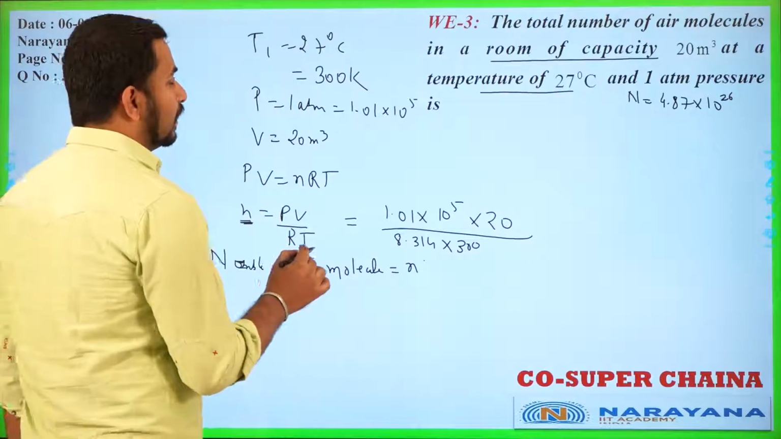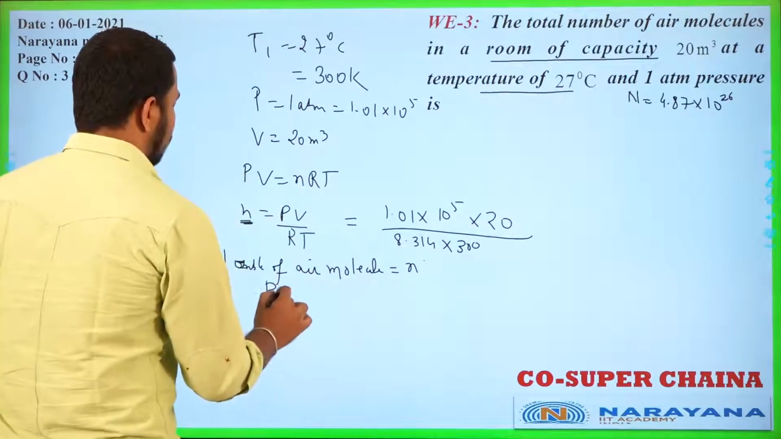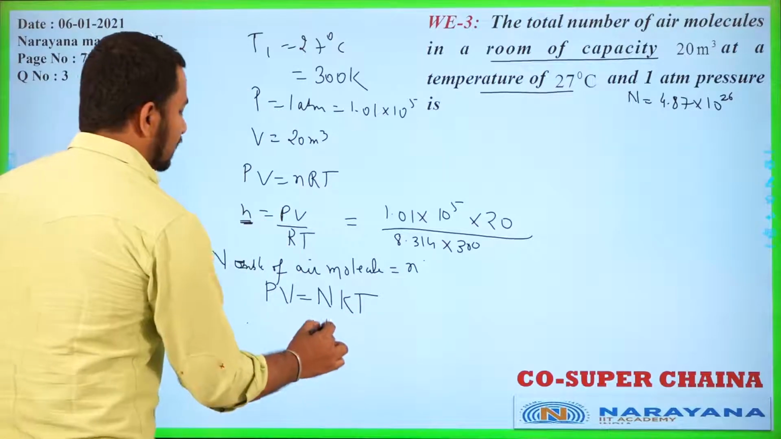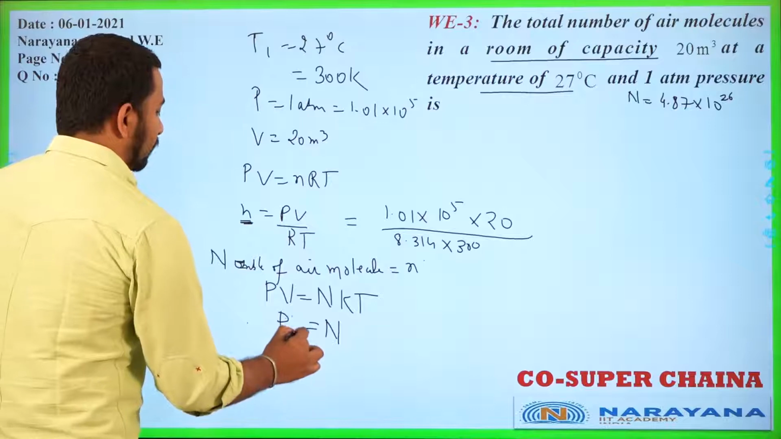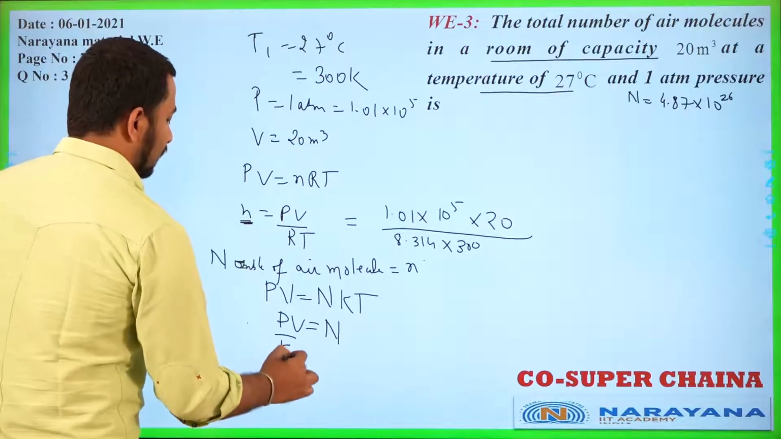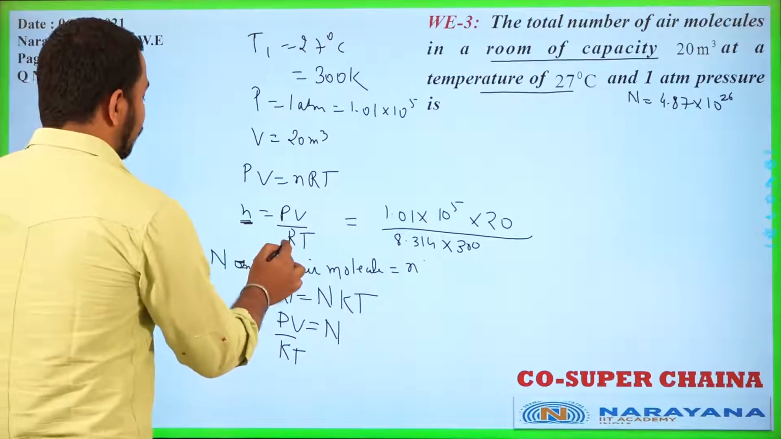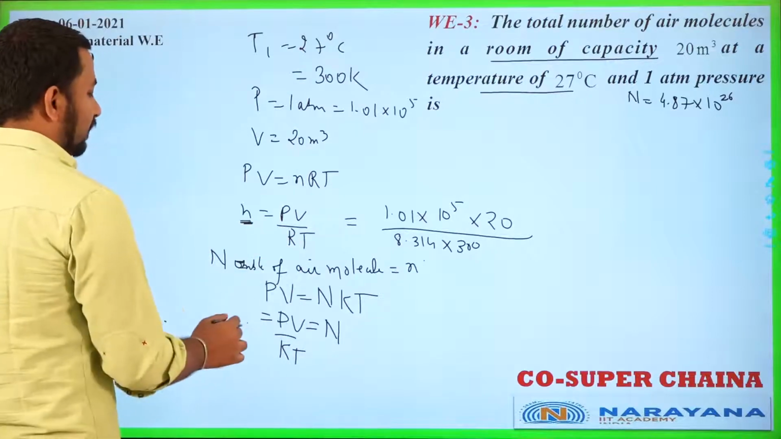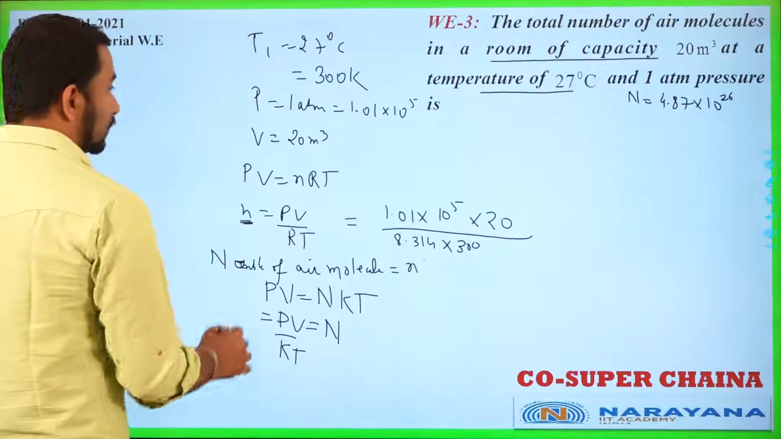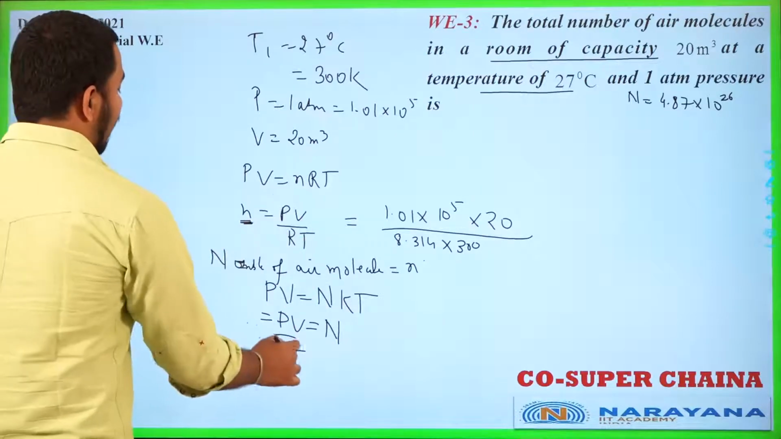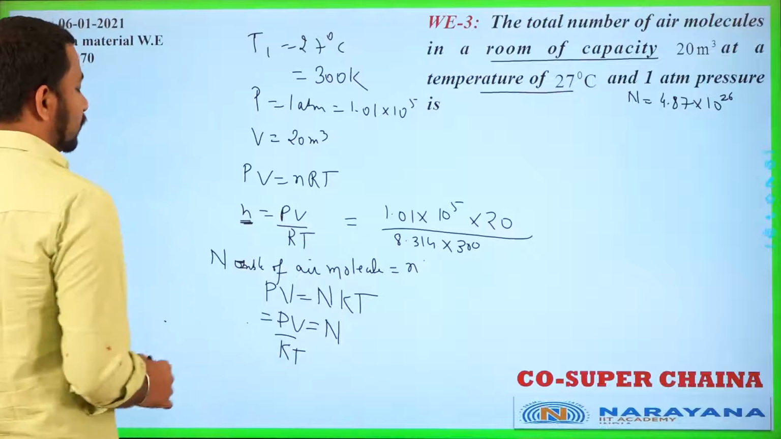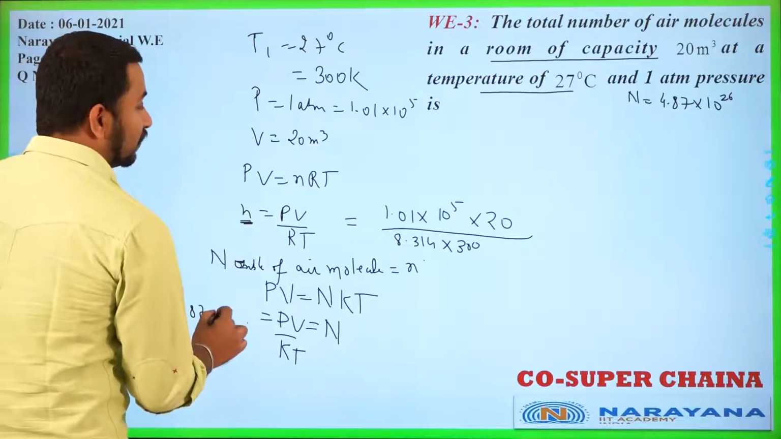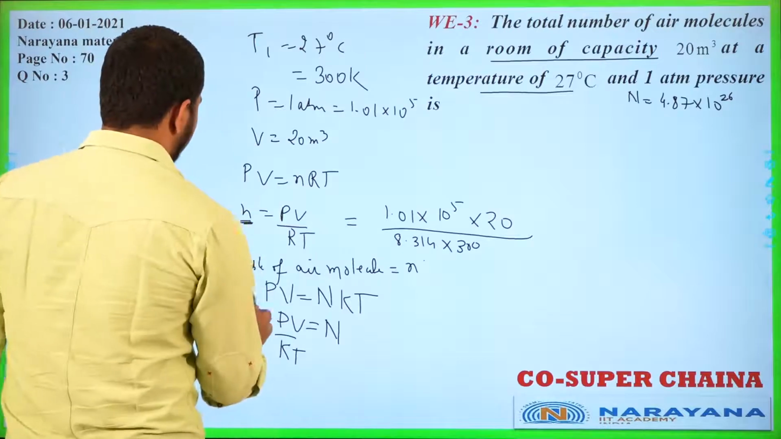Or directly you can use it here, PV is equal to capital NKT, right? This N is nothing but PV by KT. This is what we are getting. If you divide, this is what we need. So just substitute the value here. When you substitute the value of PV and the K value, you will get the answer of N as 4.87 into 10 to the power 26.